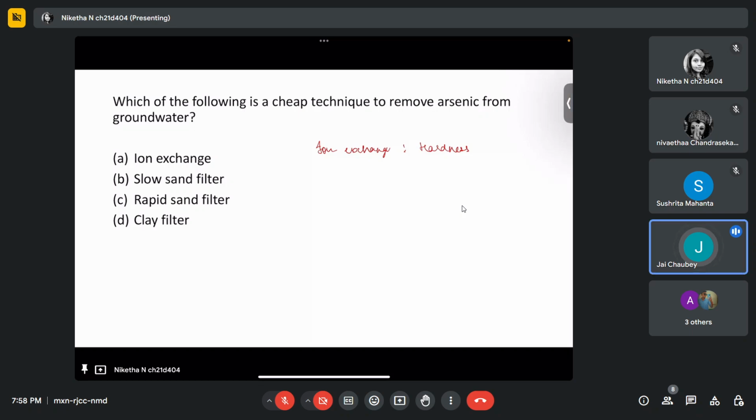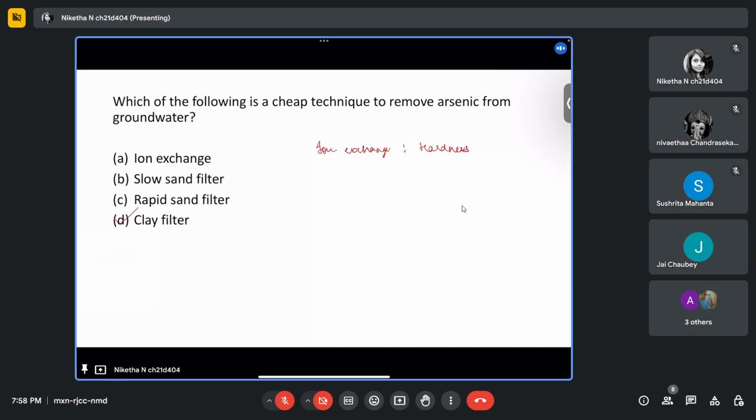Should be clay filters. Yeah, that's right. Clays will sometimes tend to absorb arsenic, so that's why clay filters are used.